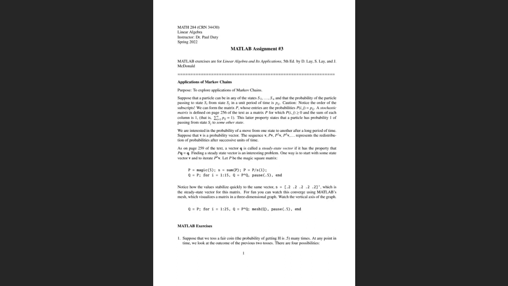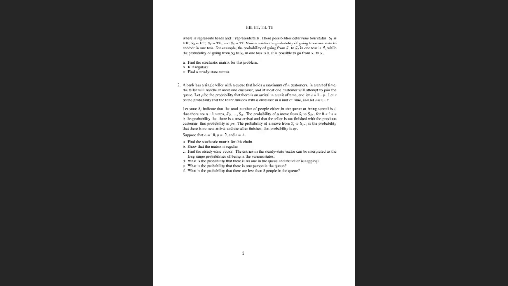So they talk about applications of Markov chains, and I'm not focusing on the code up there right now. But the MATLAB exercises, if we look at the first exercise, it says that suppose we toss a fair coin, the probability of getting a head is a half, and you toss the coin many times. At any point in time, we look at the outcome of the previous two tosses. There are 4 possibilities. So if I go to the next page here, here are the 4 possibilities.